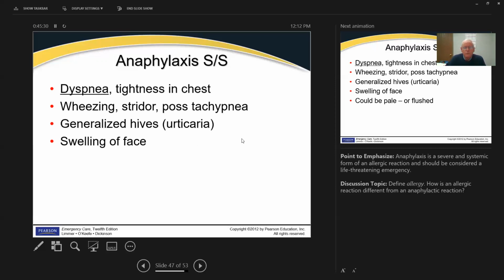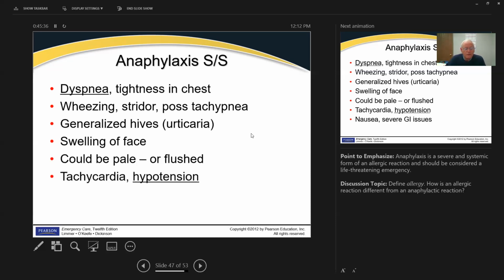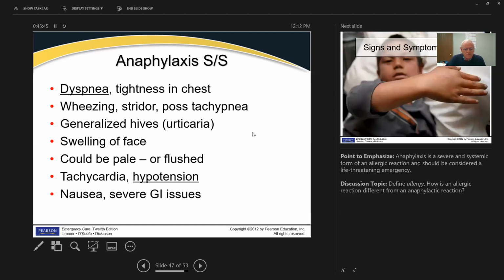Swelling of the face, again, fluids leaking into the tissues. They could be pale or they could be flushed, okay? Either could happen. And they're going to be tachycardic and they're going to get hypotensive. This is where our signs and symptoms of shock come in, okay? They're going to get sick to their stomach and they could have uncontrolled diarrhea. I've seen that in a couple patients. When you see a true anaphylaxis patient, it's scary. It's very scary. They're dying in front of you, basically.